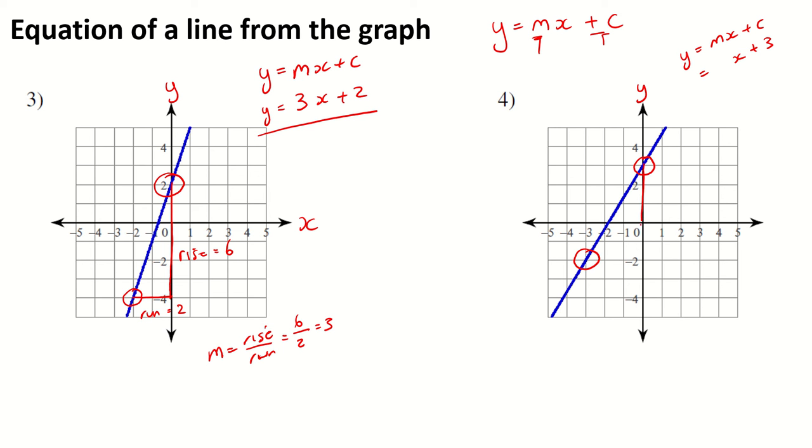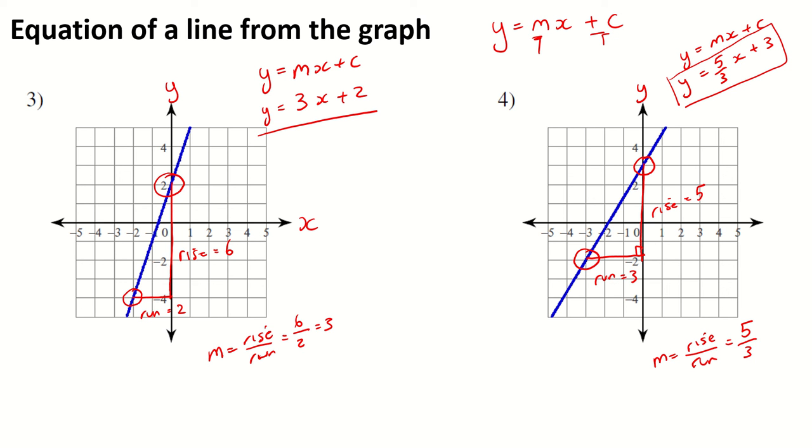Now we're going to draw our right angle triangle in here, and we're going to come up with our rise, which is going between -2 and 3, which is a rise of 5, and our run, which goes from -3 to 0, which is a run of 3. Our gradient then, which is rise divided by run, is equal to 5 divided by 3. So we can go up here and put that gradient in there, creating this equation for this line.